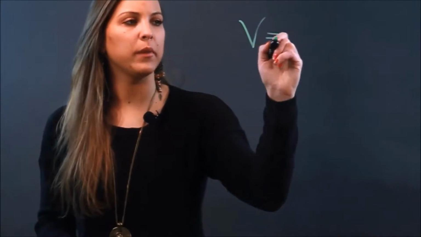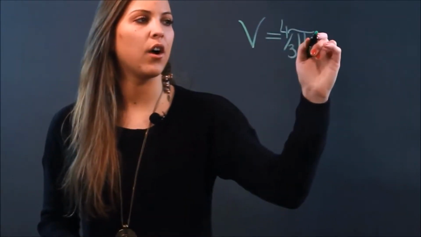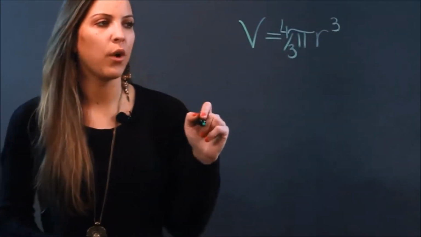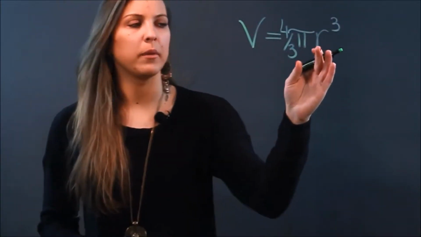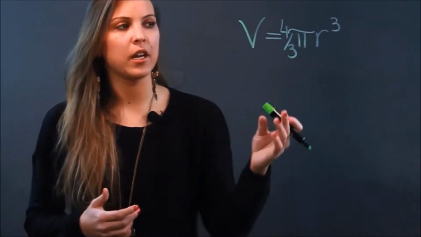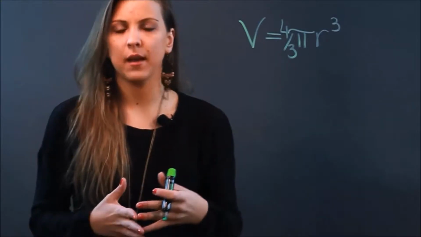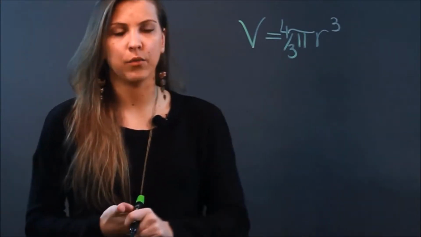So the formula for the volume of a sphere is volume equals 4/3 pi r cubed. So the only variable that we have in this formula is r, which stands for our radius. So you're either going to be given the radius, or sometimes you might be given the diameter, and if you're given the diameter, you need to know to split it in half to get the radius.